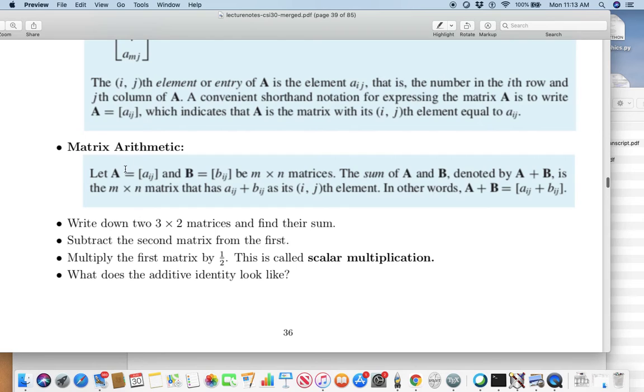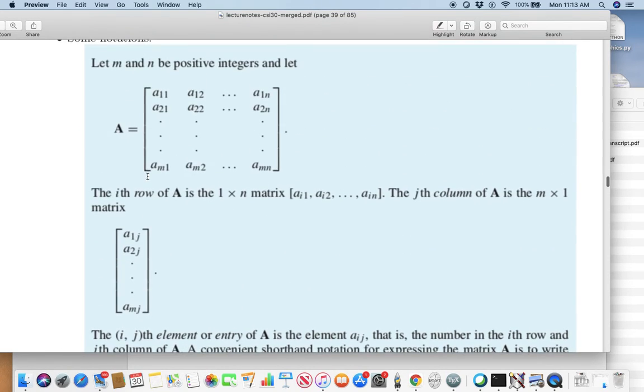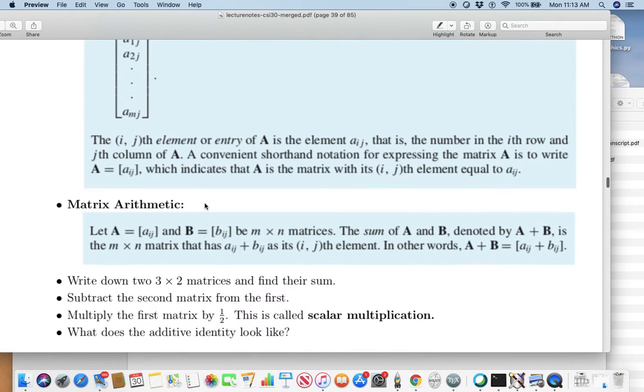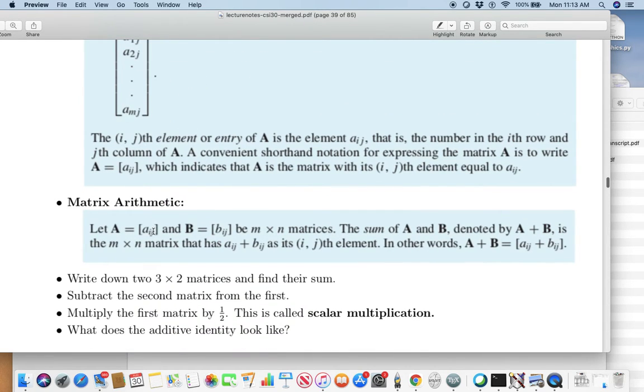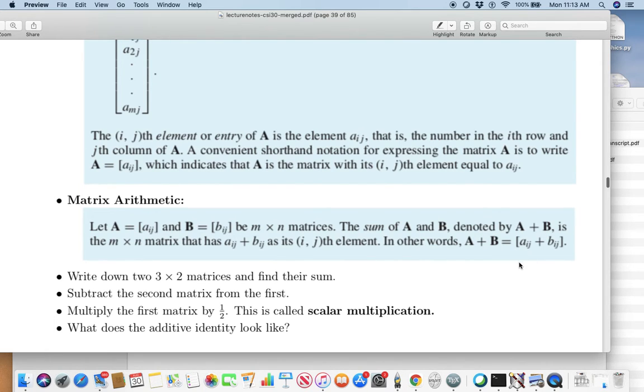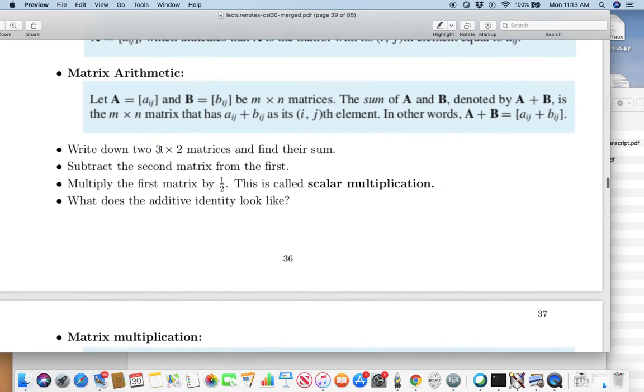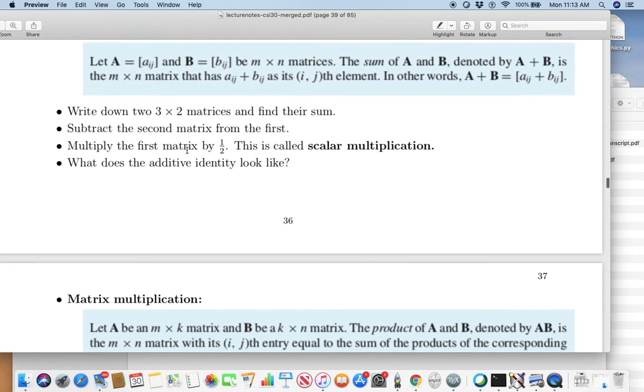Okay. Let A be the matrix Aij. So instead of writing an entire box like this, you can simply write Aij. B is the matrix Bij. They are both m by n matrices. What does that mean? Both these matrices have m rows and n columns. How do you add matrices? Well, you add matrices term by term. So let's write down 3 by 2 matrices and find their sum.